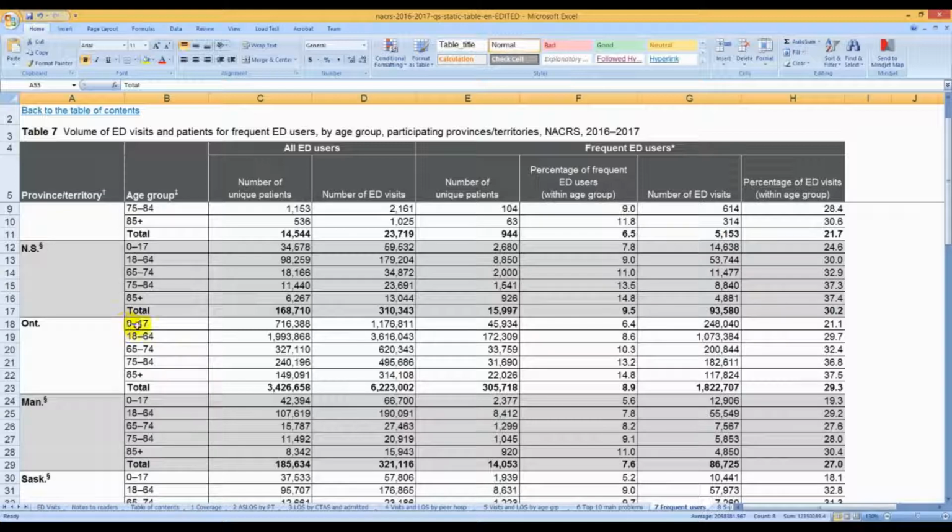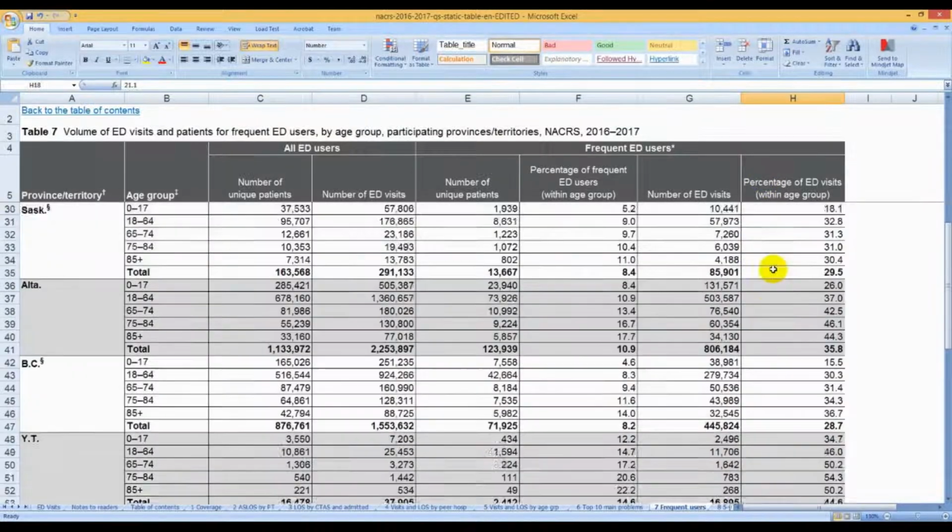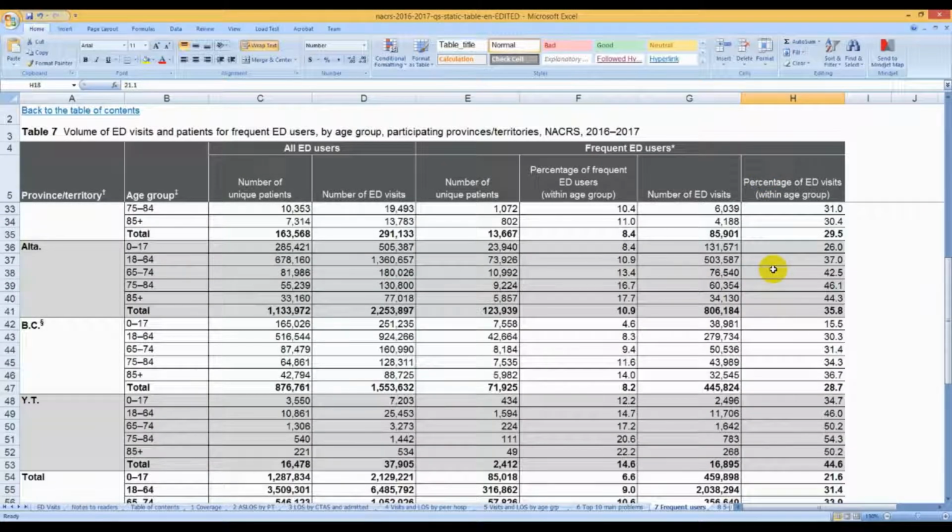From 0 to 17, here is the number of unique patients and number of ED visits. For the frequency: number of unique patients, percentage of frequent ED use, number of ED visits, and the percentage of ED visits within the age group. By this title, you can understand what that means for different participating provinces.